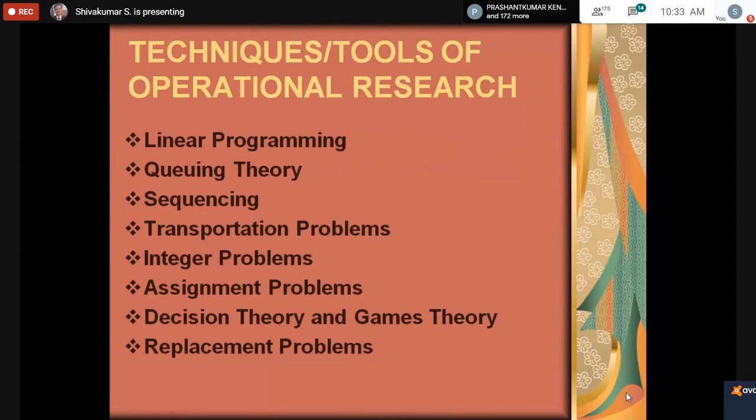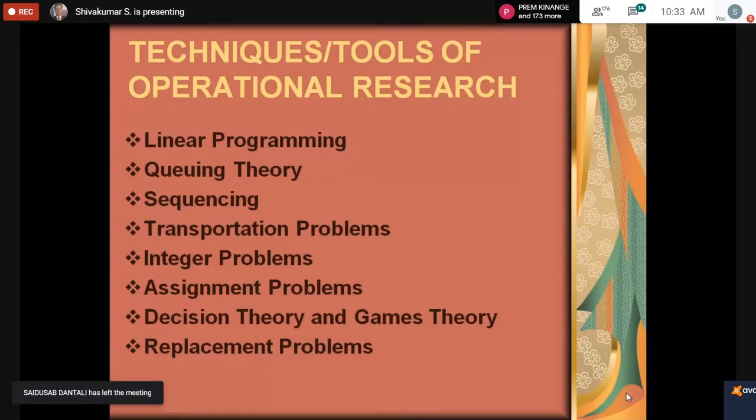Then assignment problems, and we also come across the traveling salesman problem, where the traveling salesman visits many cities and tries to minimize the distance traveled. That's also in assignment problems. Then decision theory and game theory, which I mentioned for the last unit. And replacement problems. Basically, the replacement problem we cover in engineering economics.